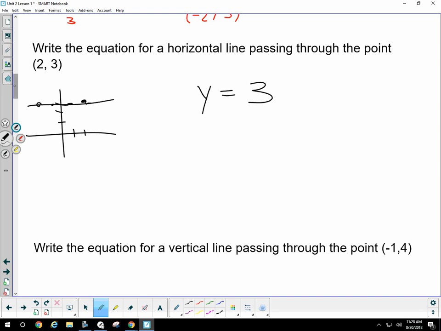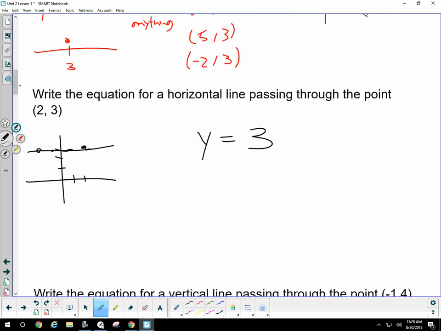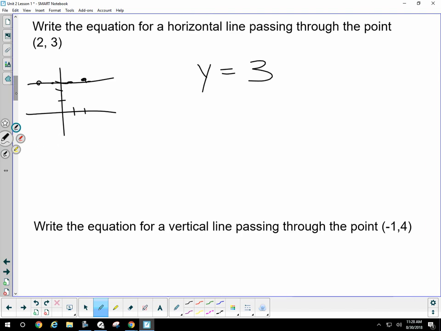Write the equation for a vertical line passing through the point -1, 4. Well, if you have the point -1, 4, and I want a vertical line, that's the straight up and down line, what is consistent about all of these points on this vertical line? The x-coordinate is always -1. All right?